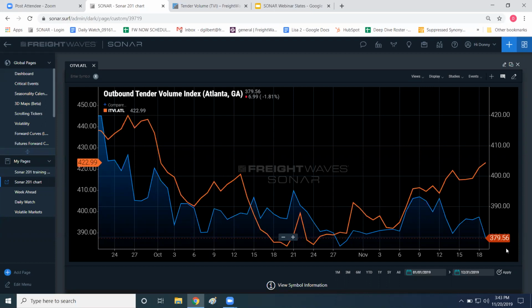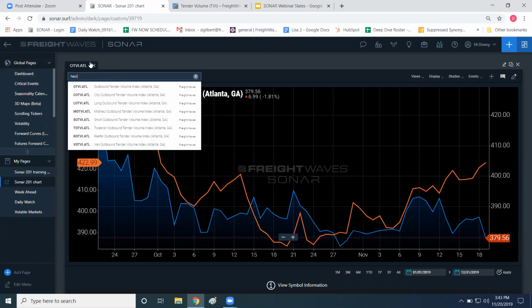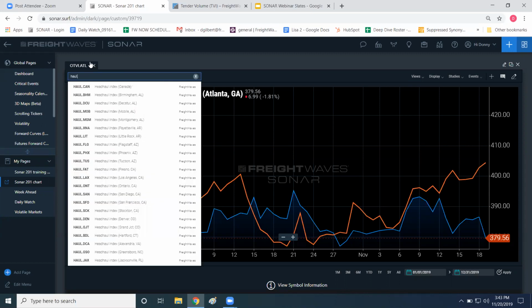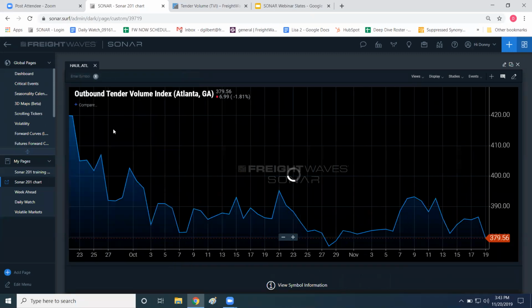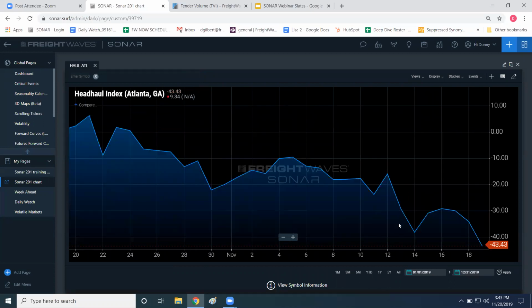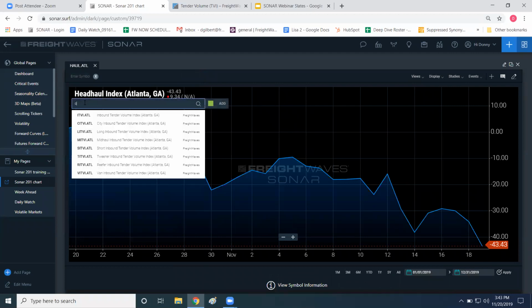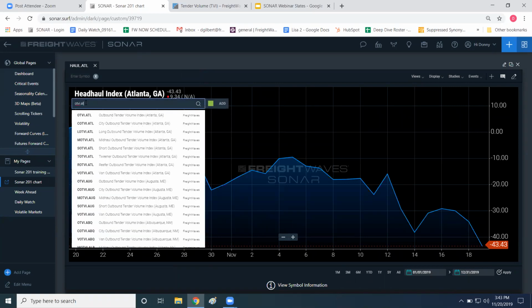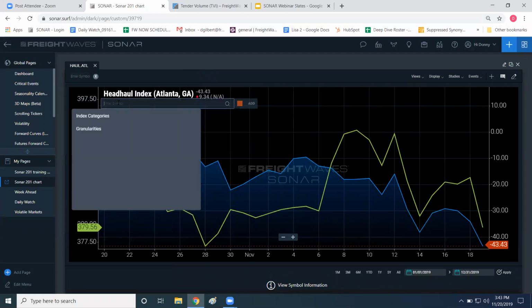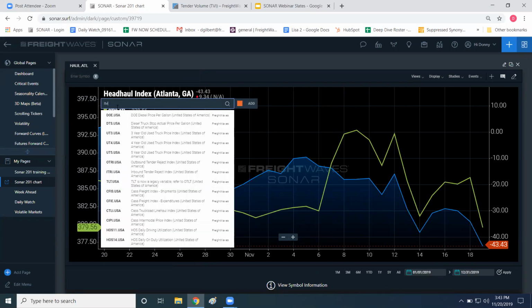So that will lead us into what we're going to look at next, which is our Headhaul Index. Our Headhaul Index, we've actually taken the outbound index and subtracted out the inbound index. So our indice code is HAUL for haul. And let's look at ATL again. You see here, it is trending downward to negative 43. And of course, the reason it's a negative is because OTVI.ATL is smaller than ITVI.ATL.